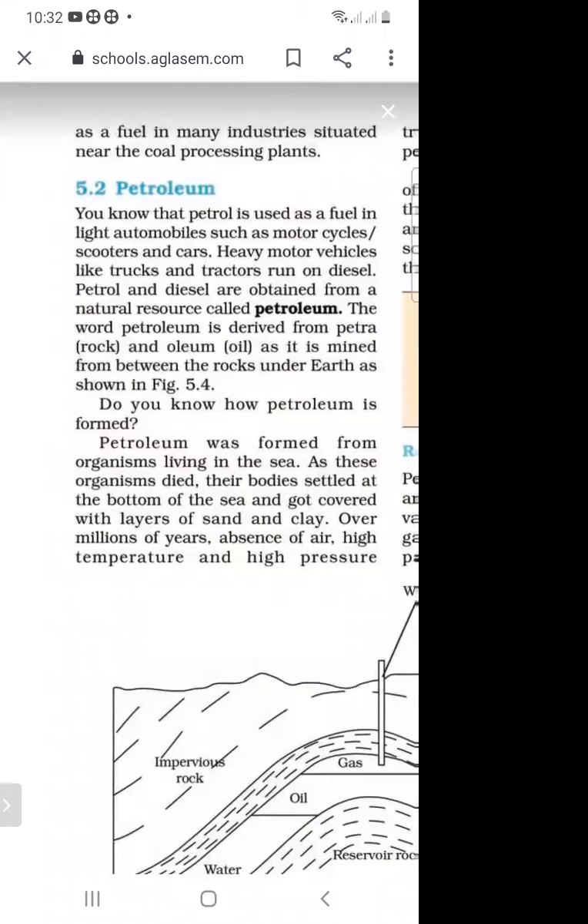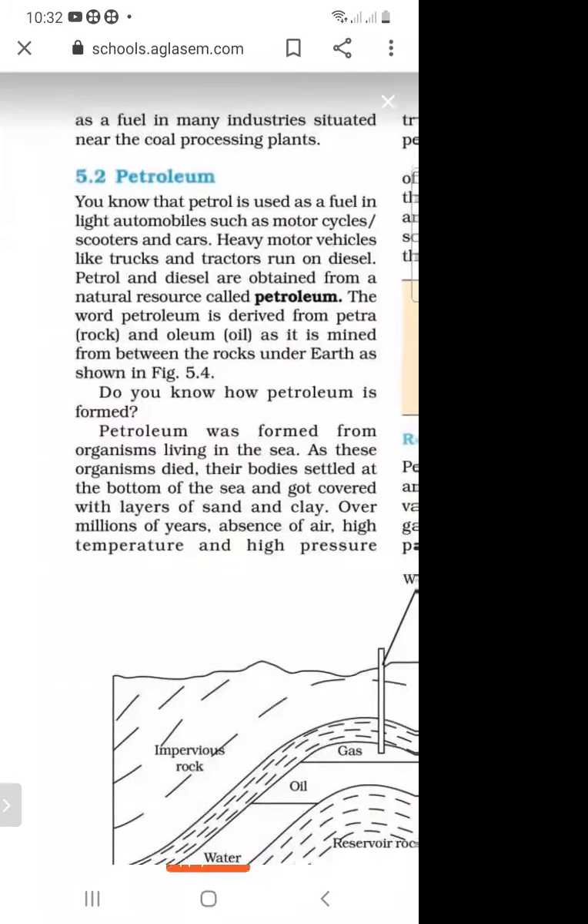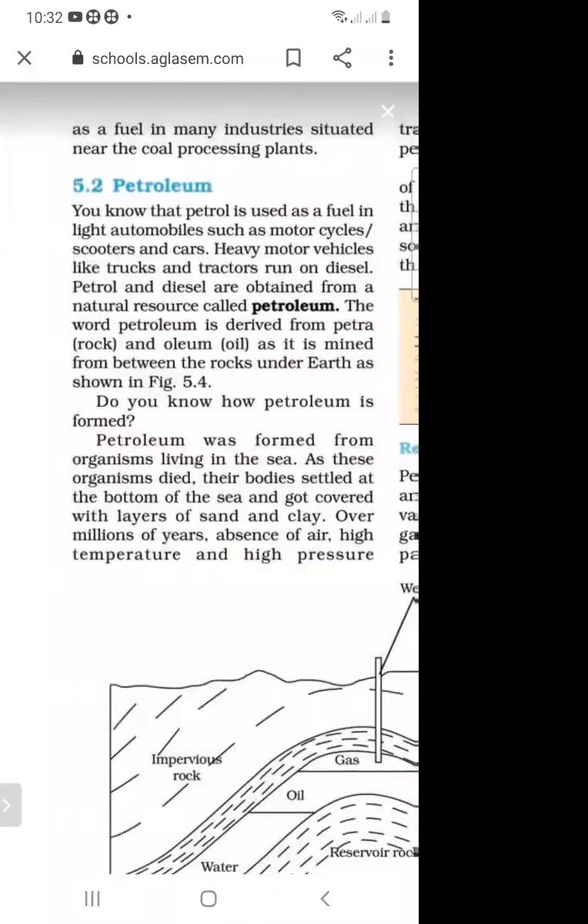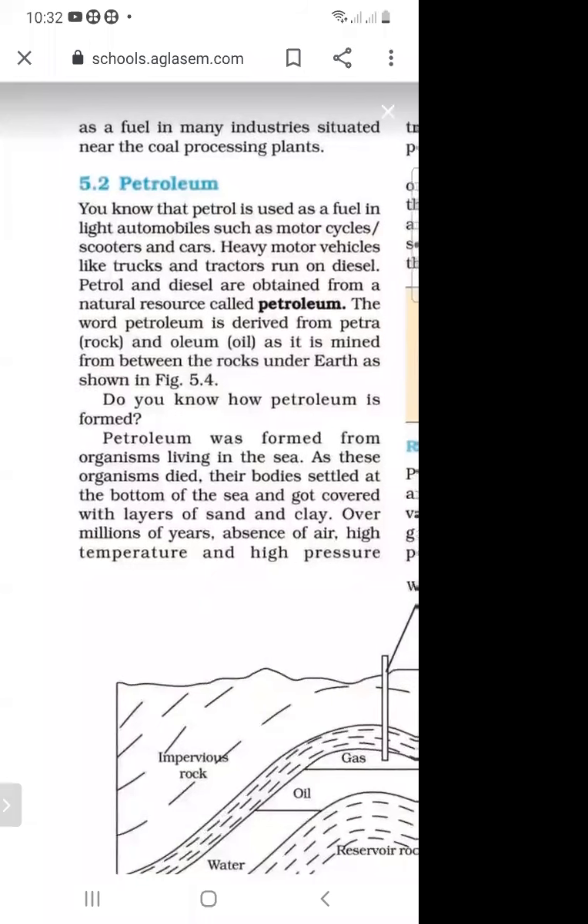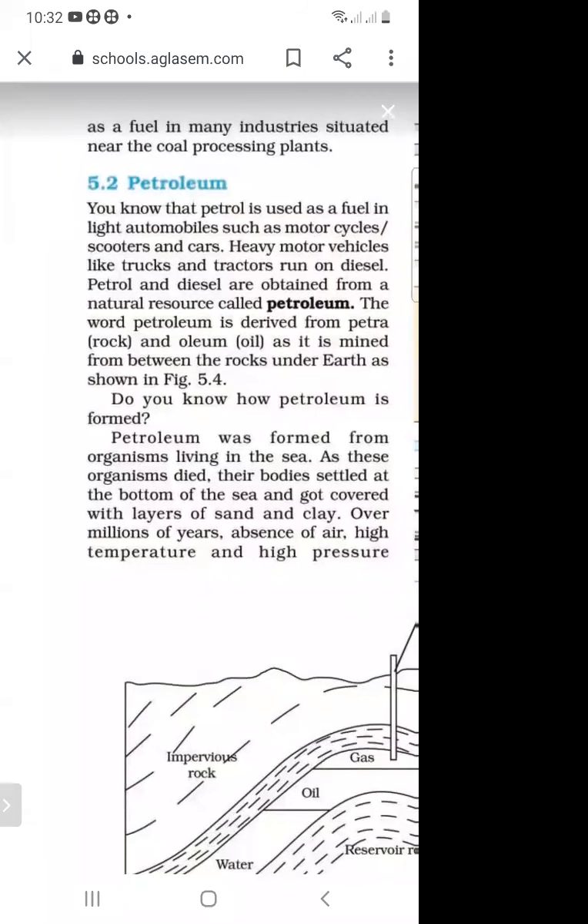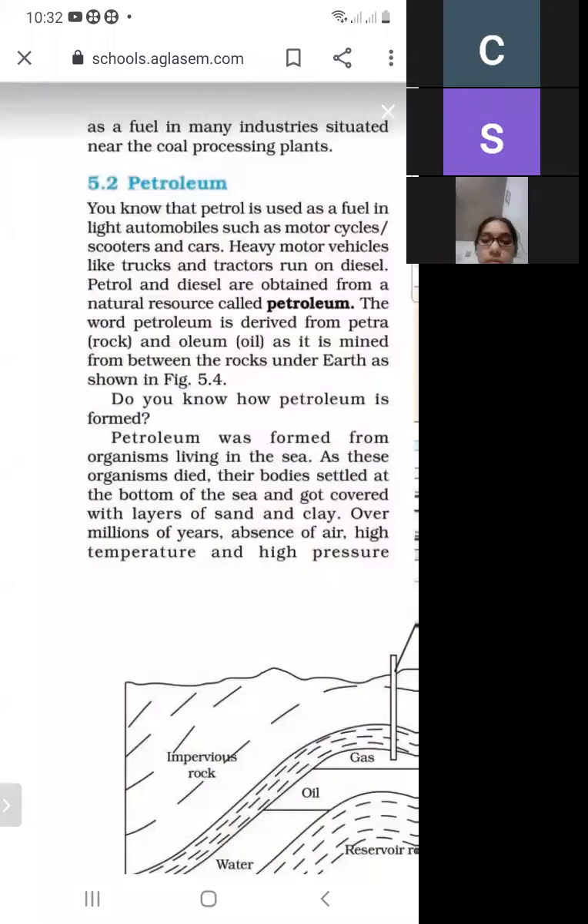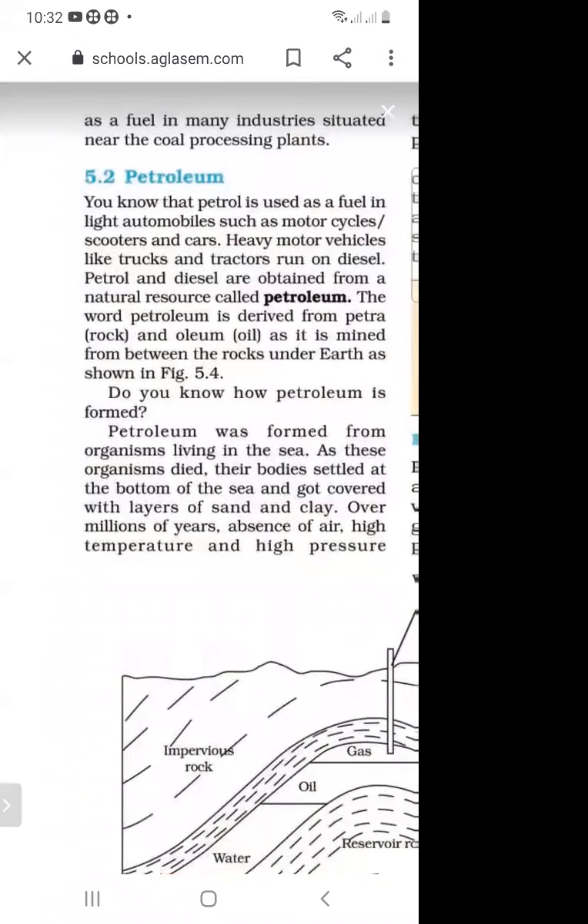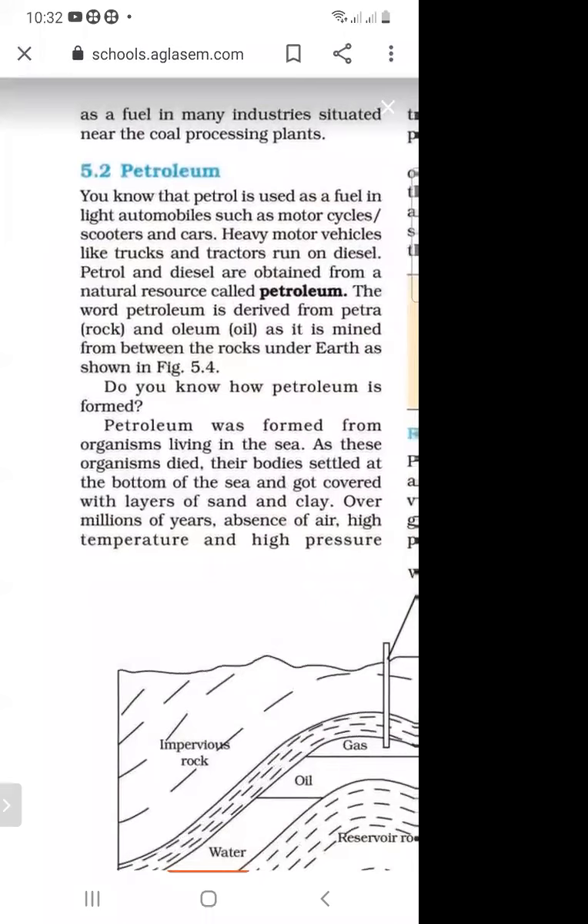You know that petrol is used as fuel in light automobiles such as motorcycles, scooters, and cars. So petrol is used as fuel in the running automobile, just like motorcycles, scooters, and cars. And this is the use of petroleum.